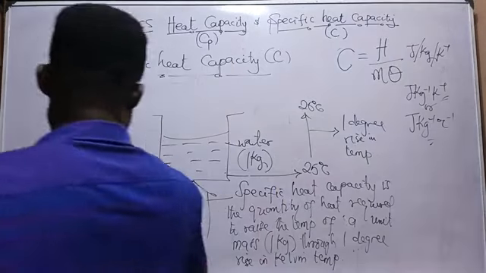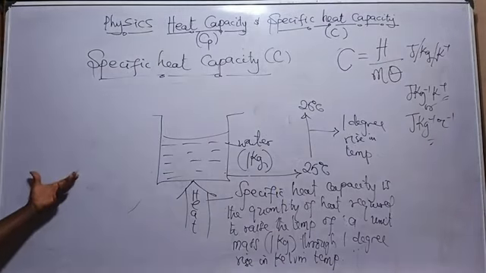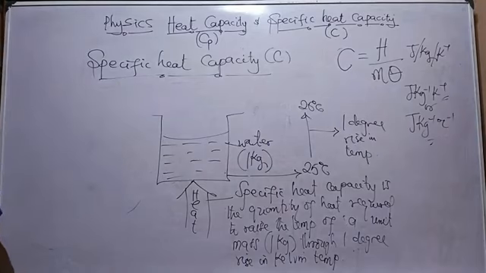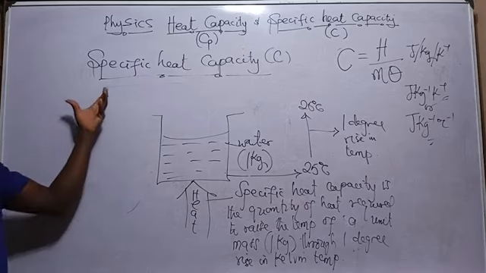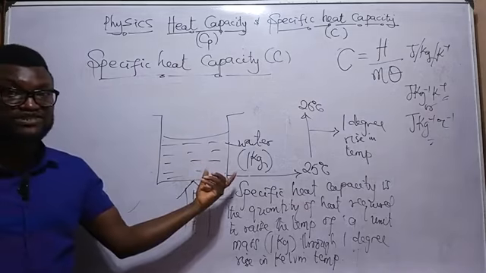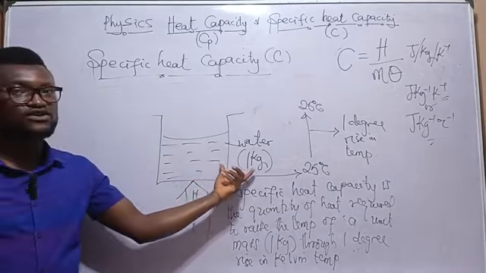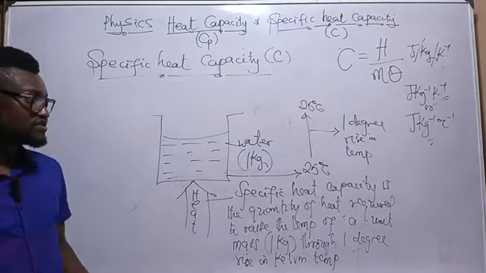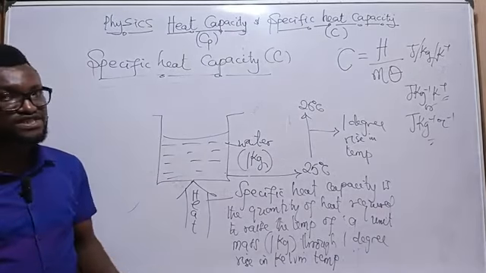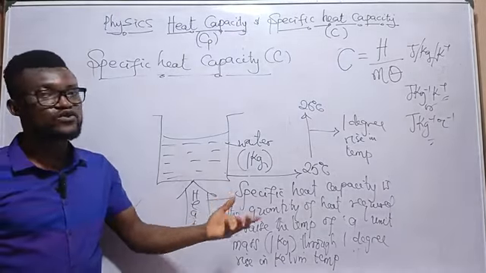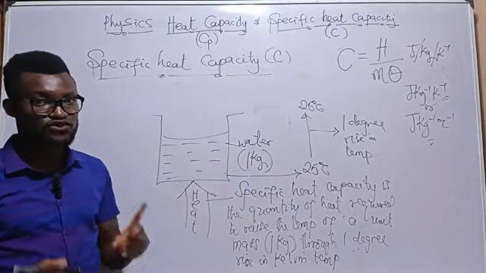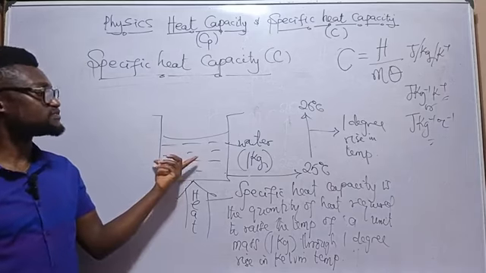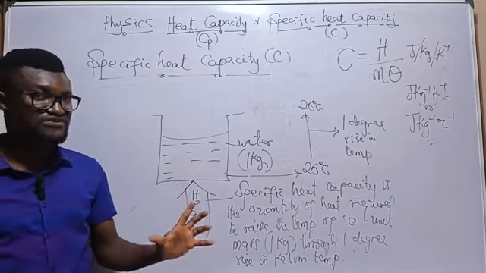So at this point, you will now agree with me that the difference between specific heat capacity and heat capacity is that for the specific heat capacity, the mass has to be specific, 1 kilogram. But coming to heat capacity, the mass is not specific. Both heat capacity and specific heat capacity, we tend to raise the temperature of that substance through 1 degree Celsius. But the only difference is that the mass for the specific heat capacity has to be specific.